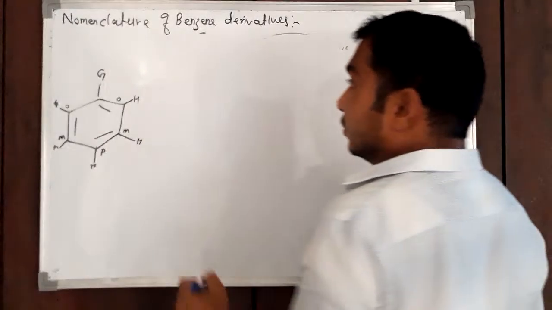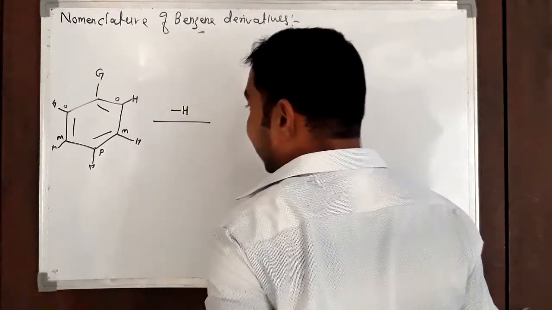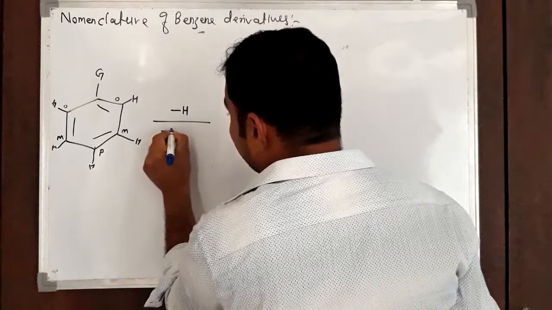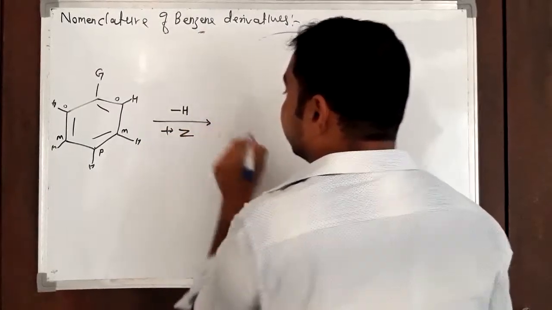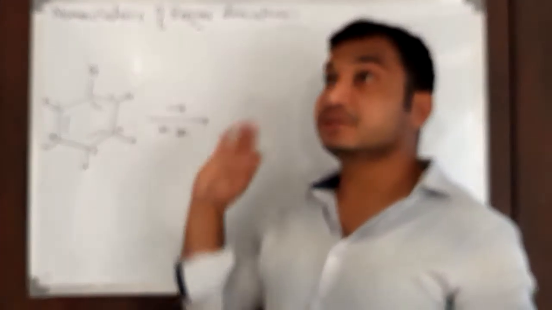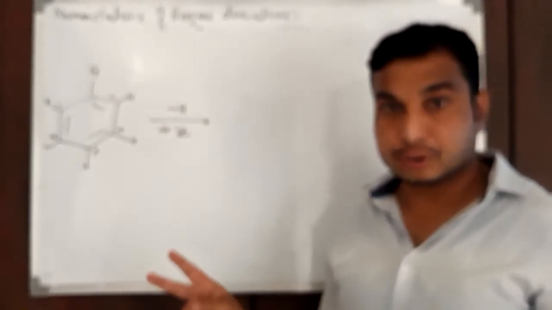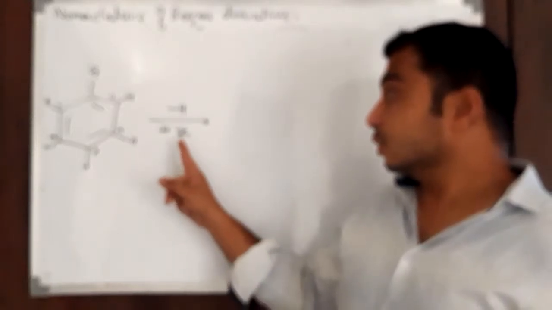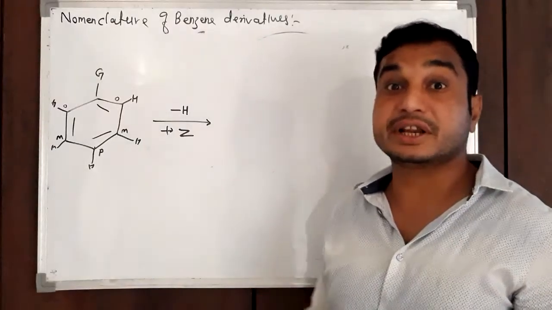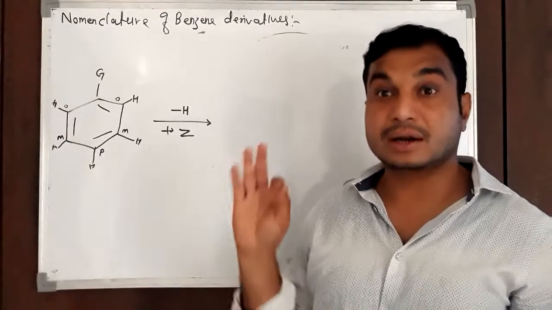Now if I replace one hydrogen atom by any group Z, what happens? This monosubstituted benzene has three sets of hydrogen: two ortho, two meta and one para. So if I want to replace one hydrogen atom by Z, I have three choices. I can replace a hydrogen from the ortho position, meta position or para position.